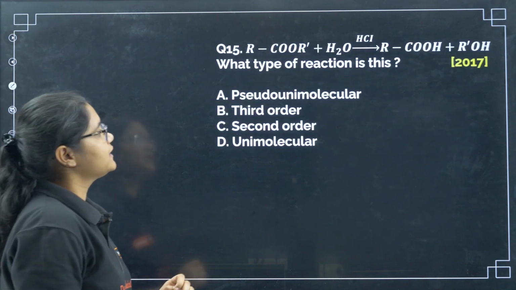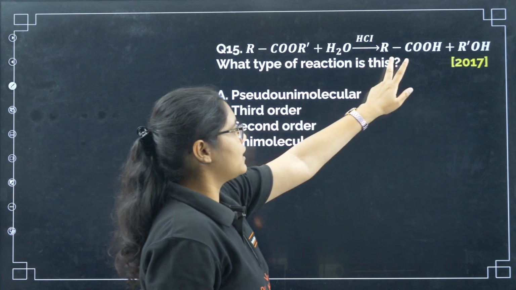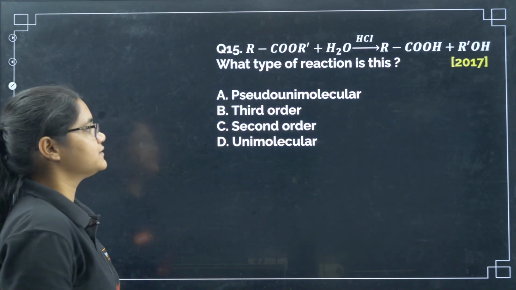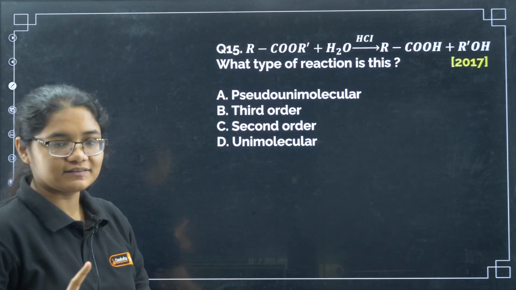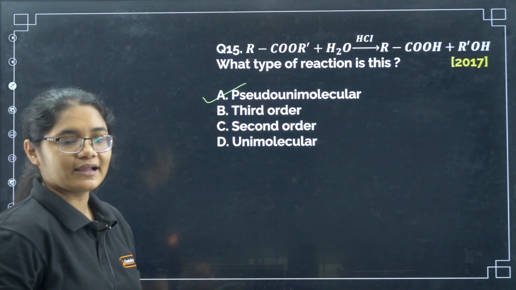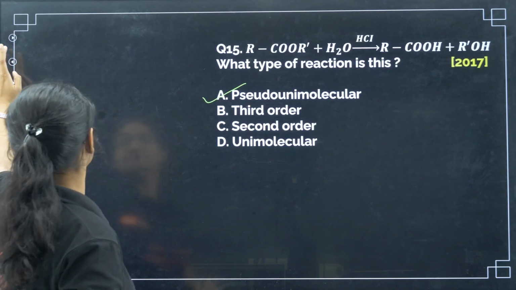Next, RCOOR' plus H2O gives you RCOOH plus R'OH. What type of reaction is this? It is your ester hydrolysis in acidic medium, and we know this is an example of a pseudo first order reaction or pseudo unimolecular reaction.